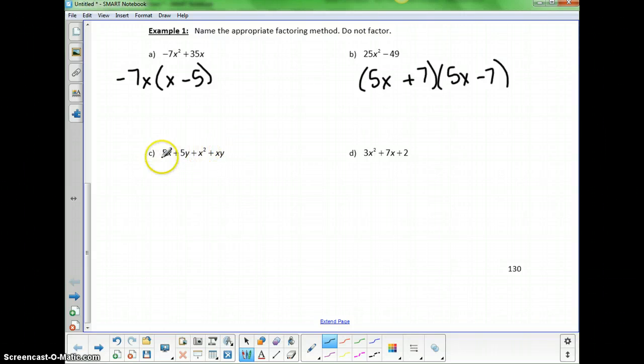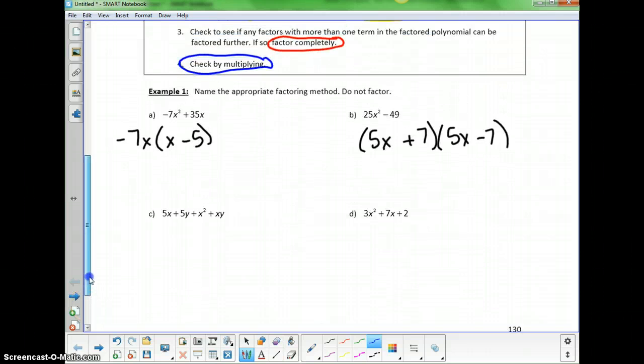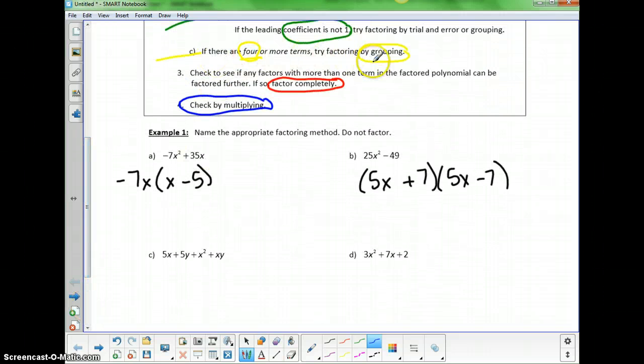They don't all have an x, they don't all have a 5 or a y, so I can't take a GCF out, so I'm on to how many terms there are. There are 4 terms, so if it's 4 terms, I'm going to try grouping. Let's go ahead and group into 2 groups here.